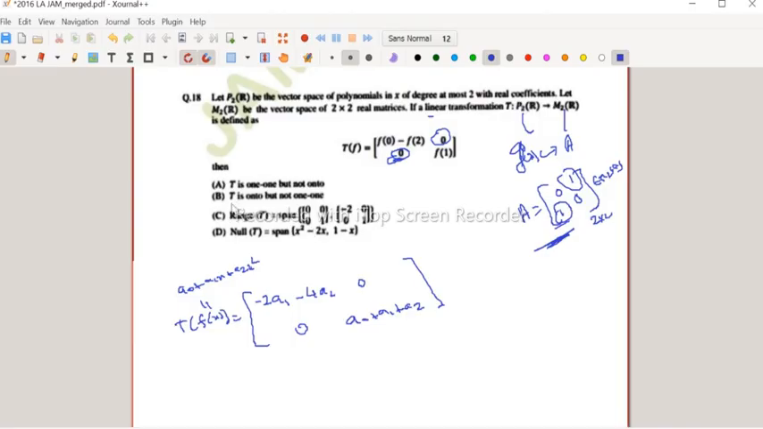Therefore, look at the second option. This says onto, but not 1-1. But anyway, it is not an onto function. Therefore, option B is not true. Okay, now what about 1-1? Is it 1-1 or not? So how do we check whether it is 1-1?